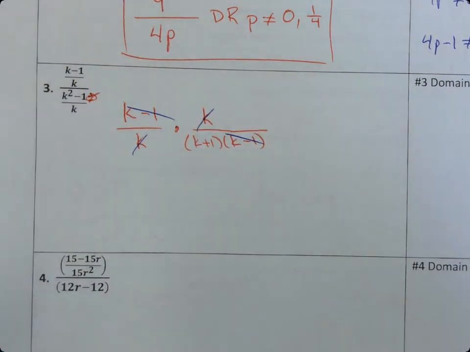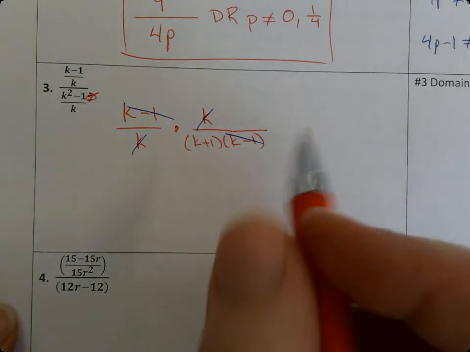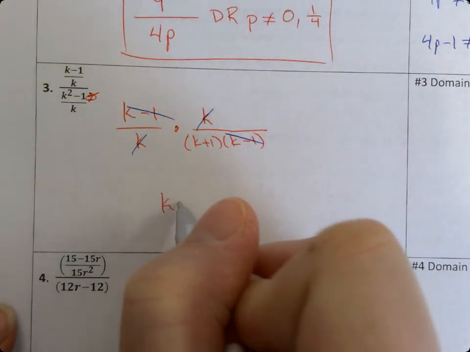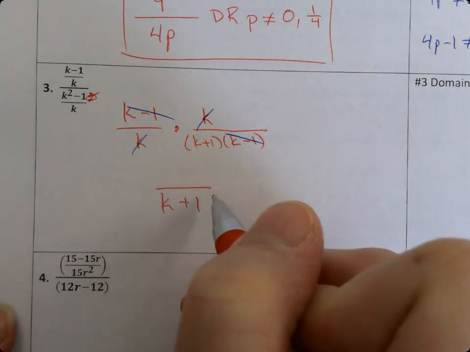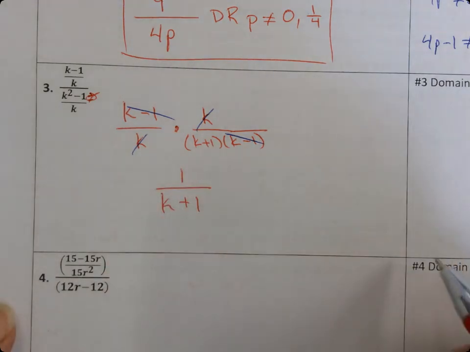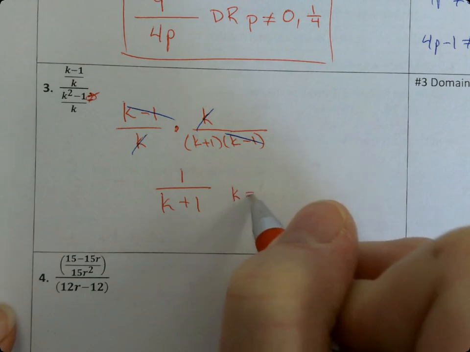So write me your final answer. Final answer. If you write k plus 1 as your answer, you just got it wrong. Where's that k plus 1 left? So what's on the top? A 1 has to be on top. Okay, I need what k can't equal.